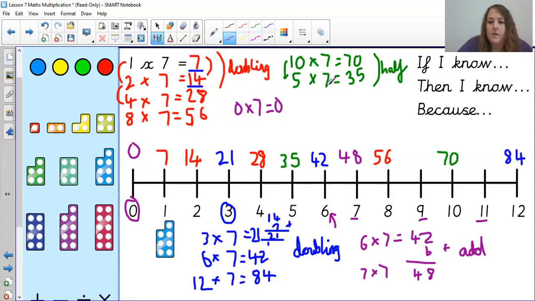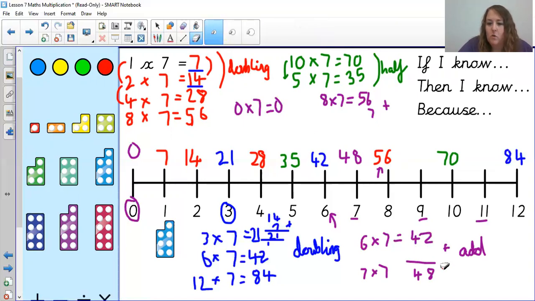Up here, I'm going to do the 9, I think. So I'm going to do 8 times 7, I knew was 56. And we know that because of this number here. And then I can add one more group of 7. Oh, what's Miss Fowler done down here? I've just realised I've made a mistake.